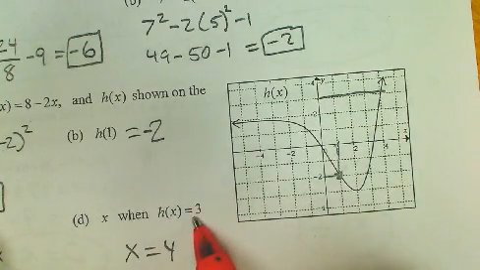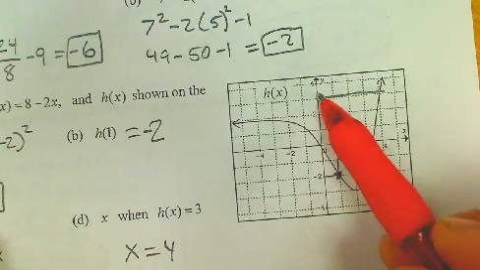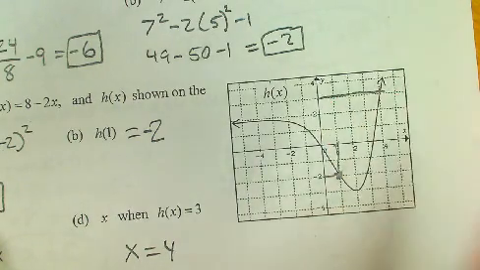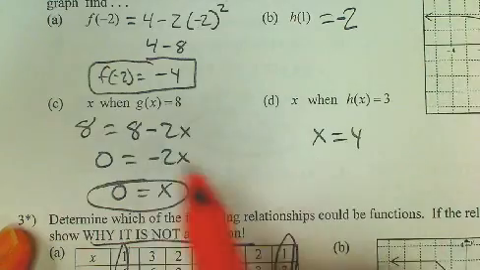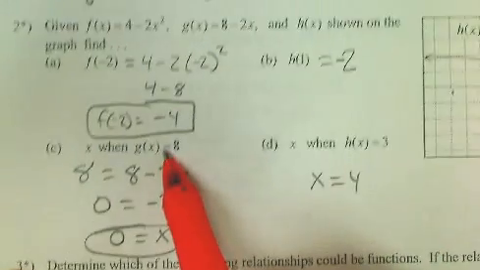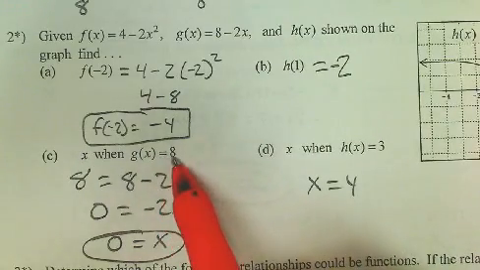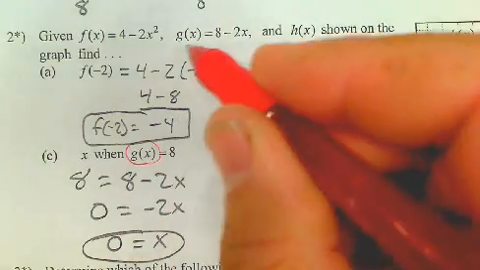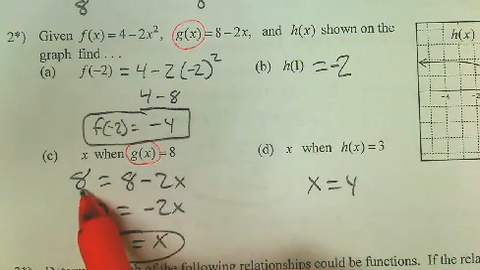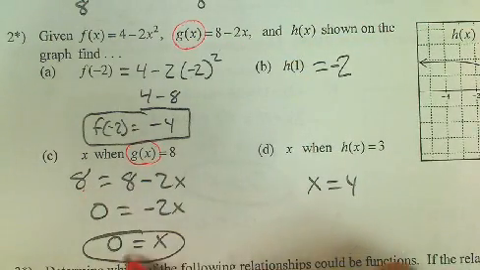H of x equals 3. That's my y is 3. My x would be 4. G of x equals 8. So that's the g of x. G of x, plug it in. There's the 8. Subtract 8 from each side. Divide by 2.